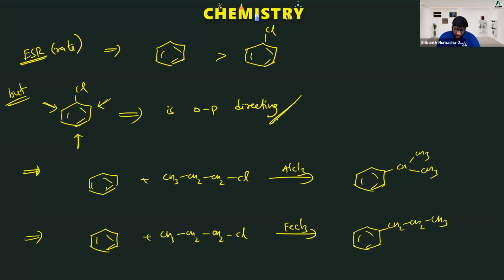In that perspective, benzene reacts with CH3CH2CH2Cl in the presence of AlCl3. AlCl3 is a very good Lewis acid. So what happens? AlCl3 will try to pick up the chlorine from RX. The halide ion will be attacking aluminum to form R plus and AlCl4 minus. This R plus is a carbocation which can undergo rearrangements.